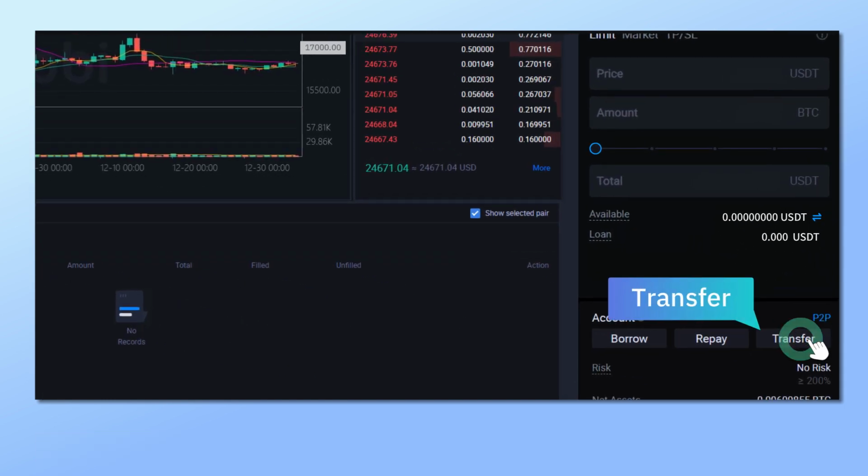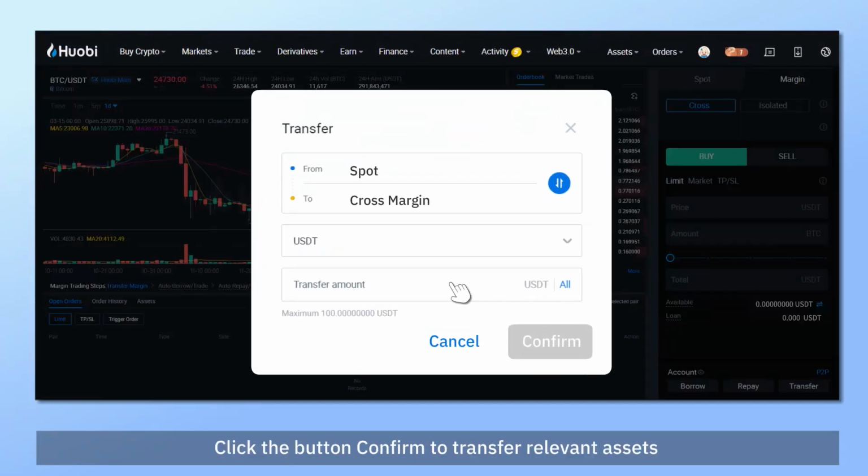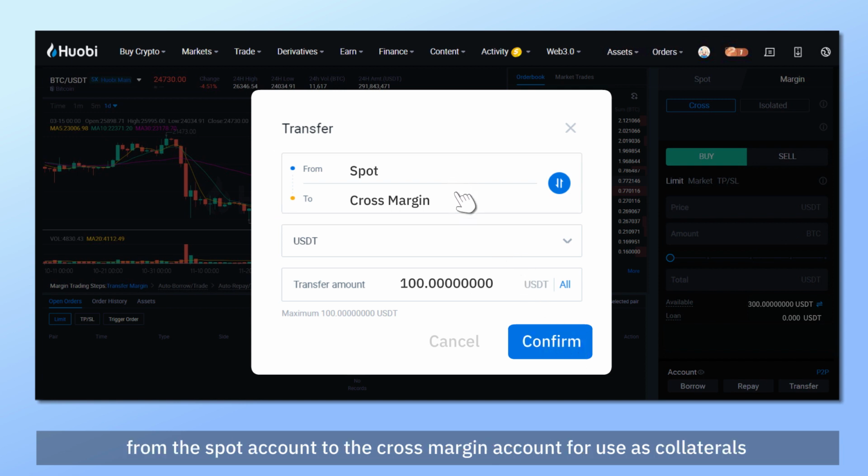How to add collaterals? Tap the bottom Transfer, enter 100 USDT. Click the bottom Confirm to transfer relevant assets from the spot account to the cross-margin account for use as collaterals.